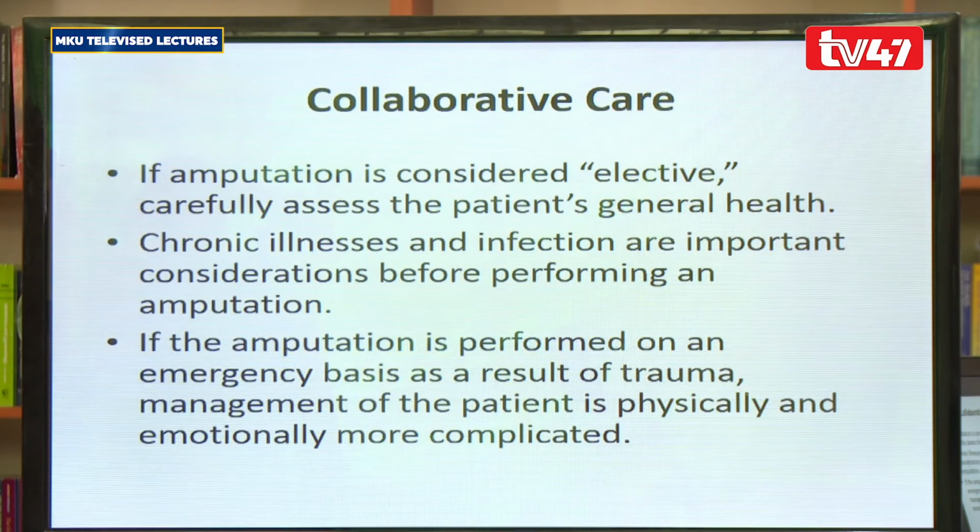If amputation is considered elective, then careful assessment of the patient's general health status should be put in place. Chronic illnesses and infections are important considerations before we do an amputation. Let us give antibiotics, let us give other medications so that we treat the infection first before we do the amputation. Because when we do the amputation when the patient is still infected, chances are we might not achieve the goal that we desire.